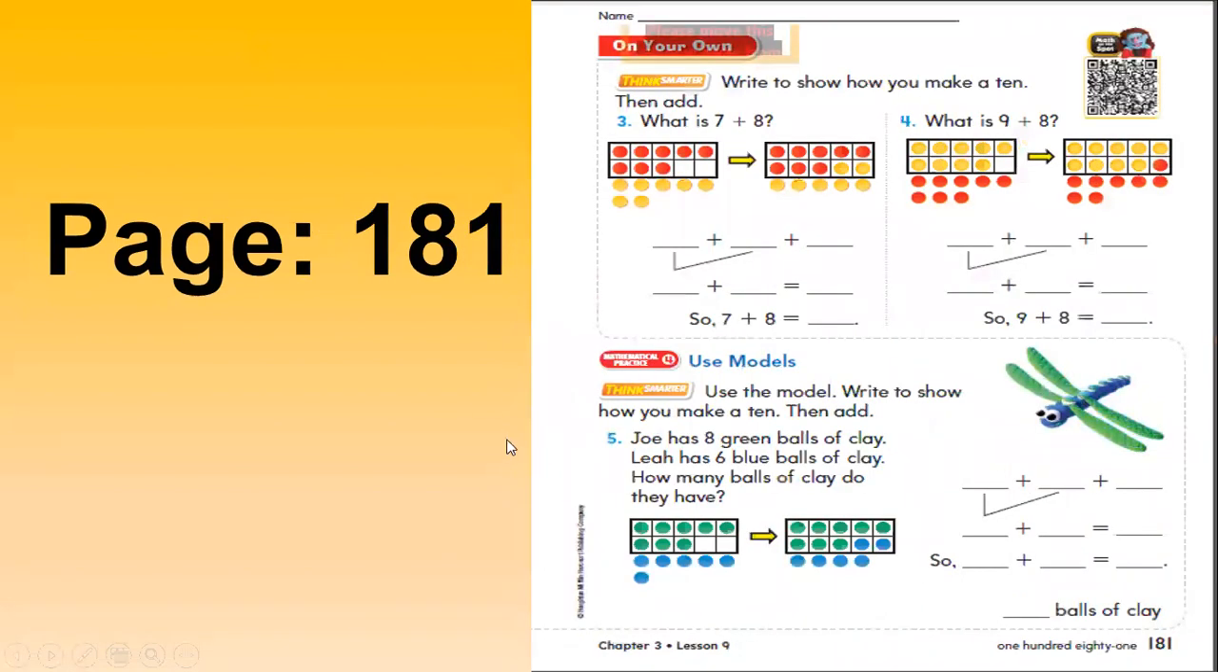Next page, page 181. Here again, we are going to do question number 3, same as the previous page. Write to show how you make a 10. Then add. Question number 3, what is 7 plus 8? What is 7 plus 8? So we are going to take the greater addend again. That is number 8. And first we are going to write number 8.